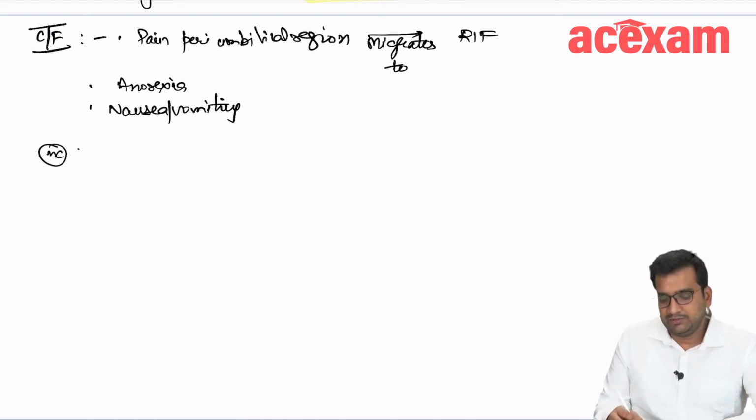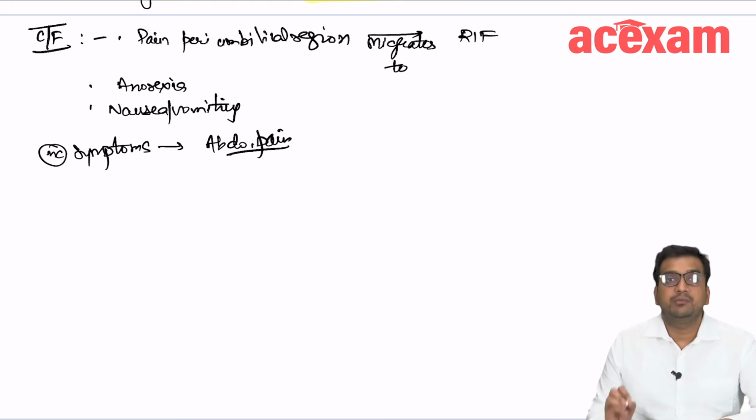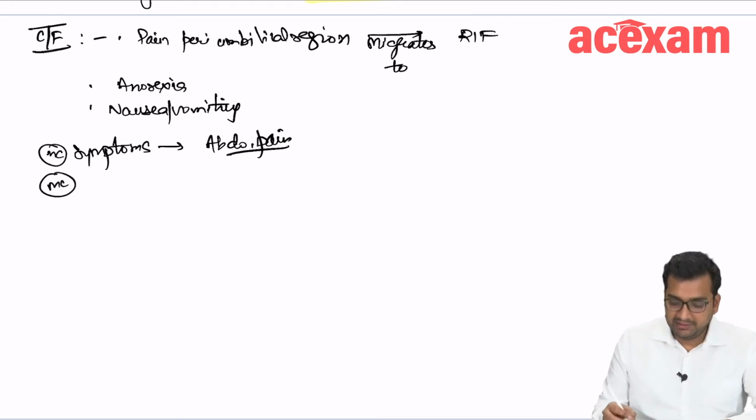What is the most common symptom? From the MCQ point of view, it is abdominal pain. Okay. What is the most characteristic symptom of acute appendicitis? It is migratory pain.